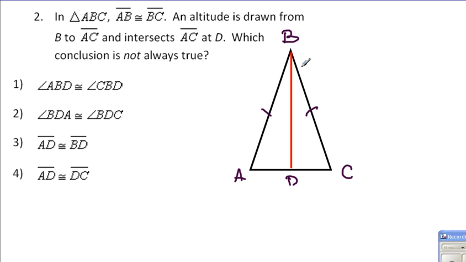Angle ABD, this angle must be equal to CBD, which is true because the altitude works like an angle bisector in an isosceles triangle. BDA, which is the right angle, we know that. BDC is also a right angle, so therefore these are all okay. How about AD and then BD? Clearly you can see that AD and BD are not quite the same. So therefore our answer will be choice number 3.